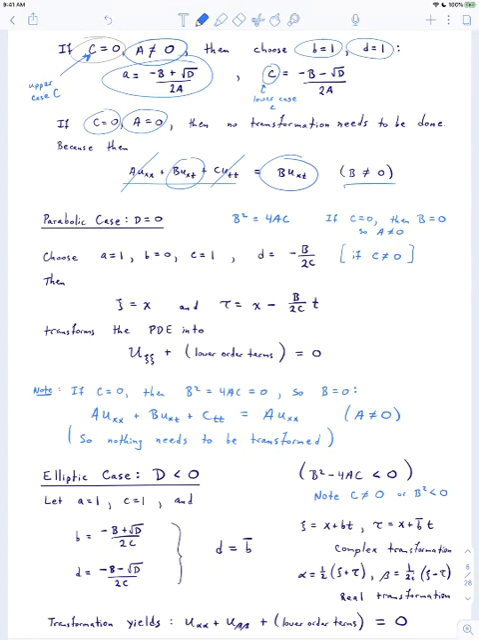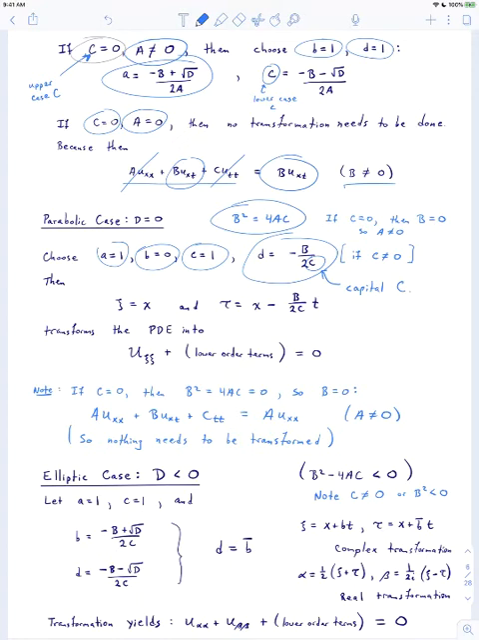So you choose a equals 1, b is equal to 0, c is equal to 1, and d is equal to minus b over 2c. Now notice that we're assuming in this case that the discriminant is equal to 0. So that means b squared minus 4ac is equal to 0. So in particular, b squared is equal to 4ac. So if c is not equal to 0, then we can divide by it. Again, that's a capital C. So if capital C is not equal to 0, then we can divide by it.